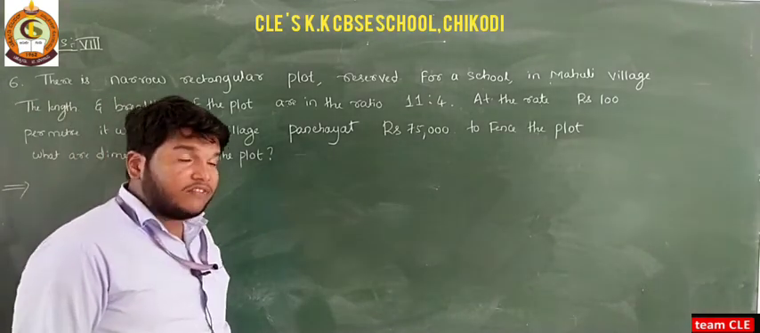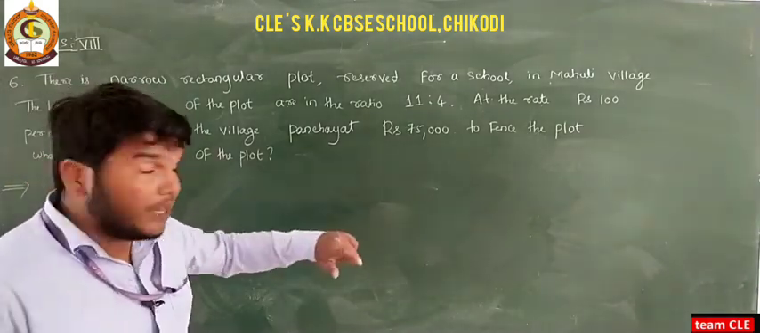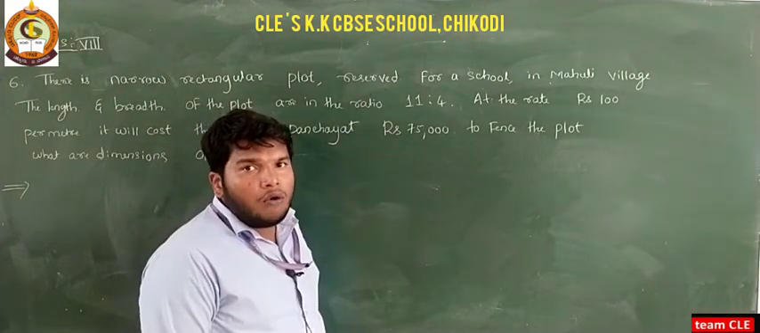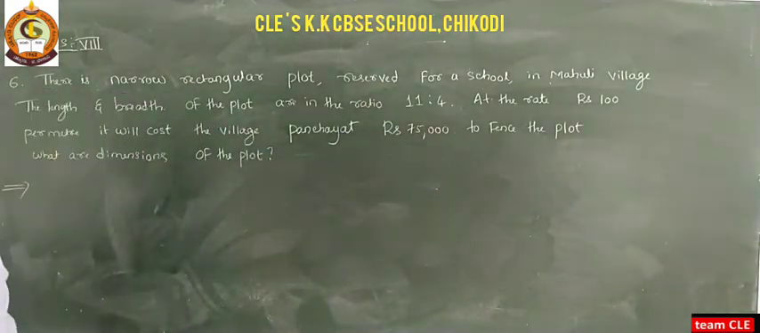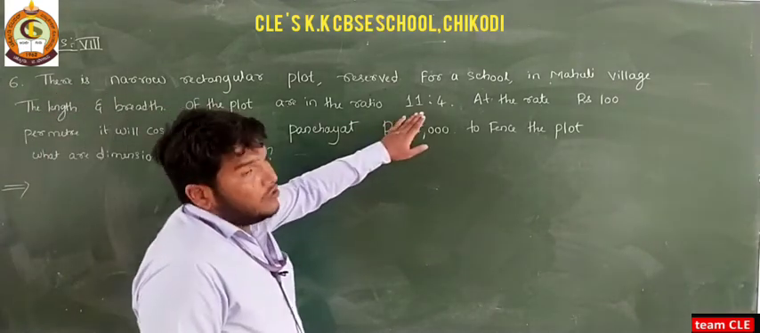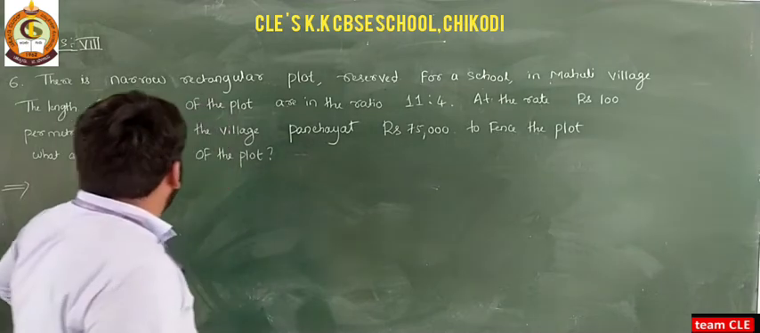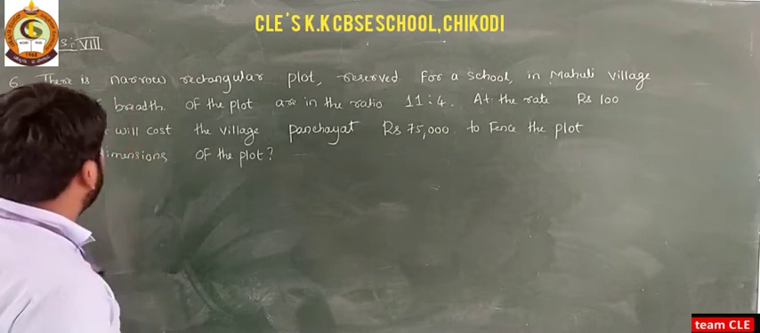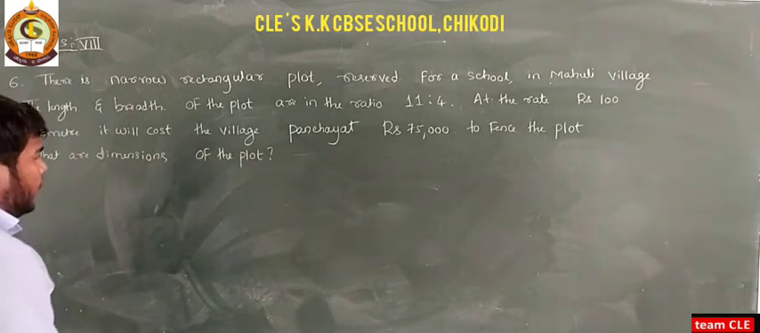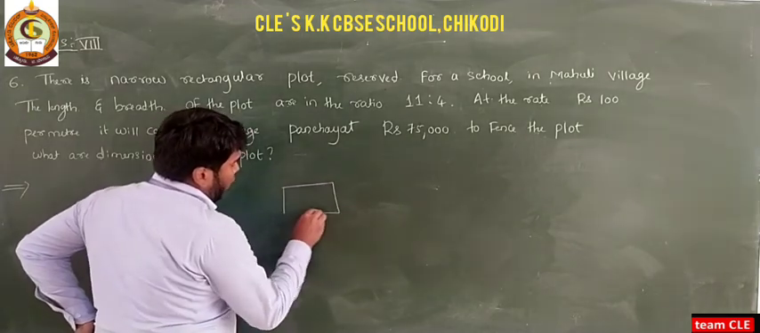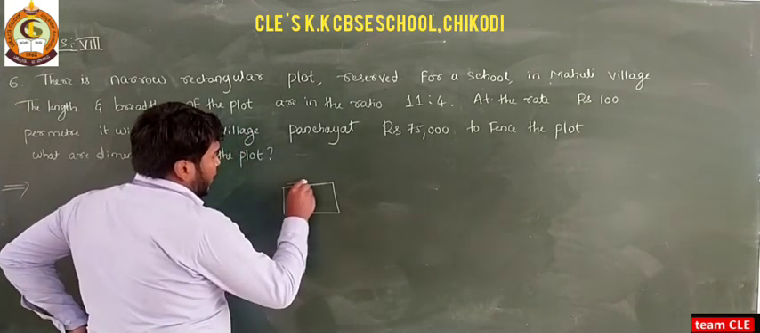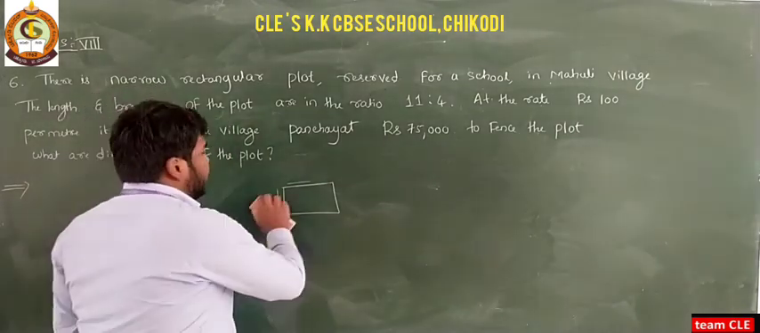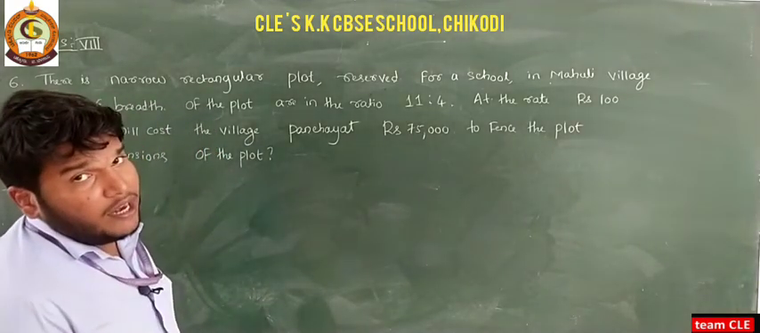Once again see the question, I am going to repeat it. There is a narrow rectangular plot reserved for a school in Maholi village. The length and the breadth of the plot are in the ratio 11:4. At the rate of rupees 100 per meter, it will cost the village panchayat rupees 75,000 to fence the plot. What are the dimensions of the plot? They are asking for the length and the breadth of that fenced plot.